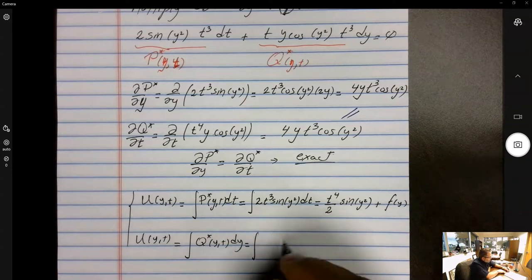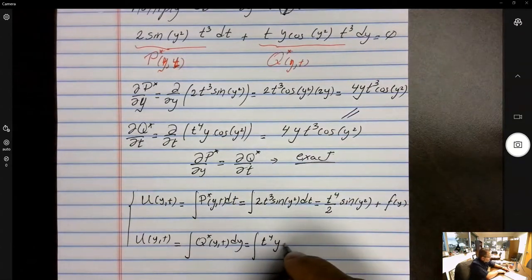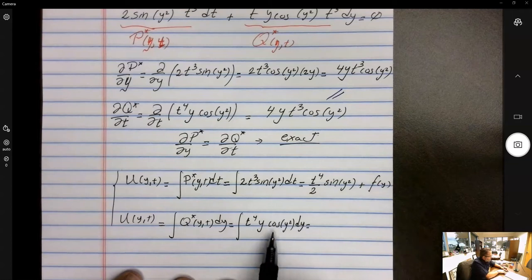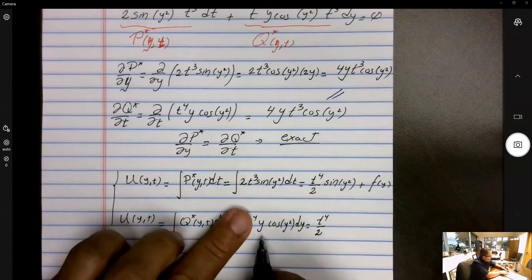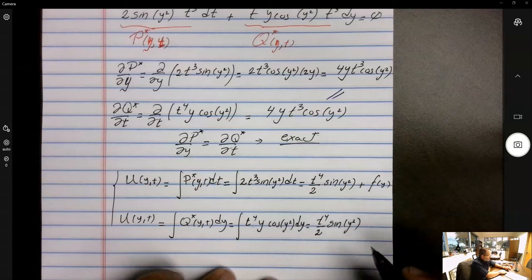On this side I have the integral of t to the 4th of q, which is t times t cubed, t to the 4th times y, times the cosine of y squared dy. Okay, so in this case, this is the integral of the cosine of u times u prime. I'm missing a 2 here, so I can multiply times 2 and divide by 2. This will be t to the 4 divided by 2, and that will be the integral of the cosine of u times u prime. It will be the sine of u. That will be the sine of y squared. That's it. As you can see, this equates this, which is required, right?